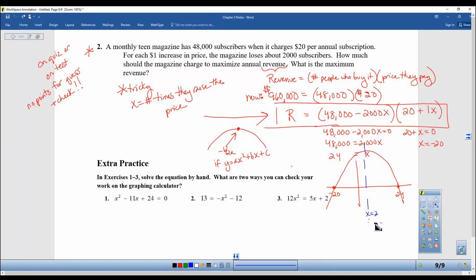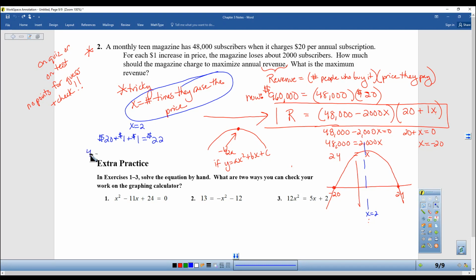How do you find the y value? You would plug it back into the equation. But don't forget, this is where people really get stuck. 2 is not the price of the magazine. 2 is not the number of subscribers. 2 is the number of times they raise the price. So if x is equal to 2, they were charging $20, and then they've raised the price $1, and then they've raised the price another $1. So the price is now going to be $22 for this magazine.